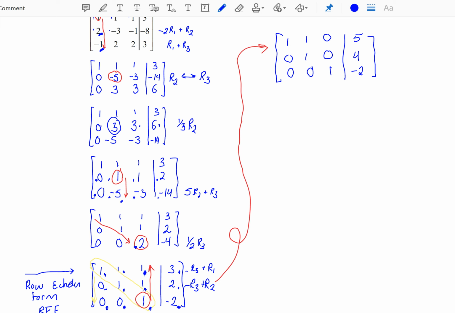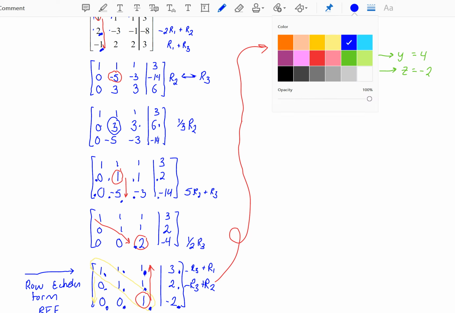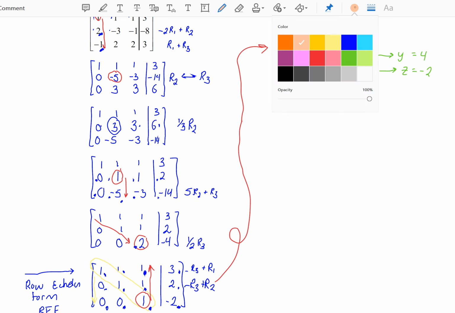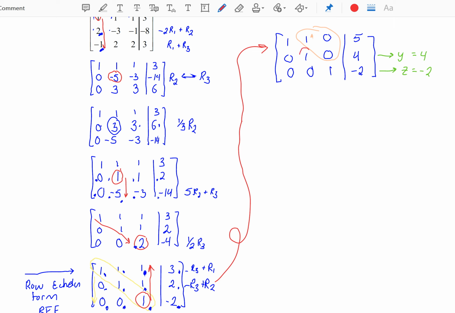Notice we're almost done. But already I can tell you from this line, z has to be negative 2. And from this line, y has to be 4. Okay, but to finish off, again, I want to have only zeros above the main diagonal. So I need to turn everything up here into zeros. I need that one to be a 0 there. To accomplish this, I'm going to use this 1. I'm going to call this my pivot number and use that to make everything above that turn into 0.